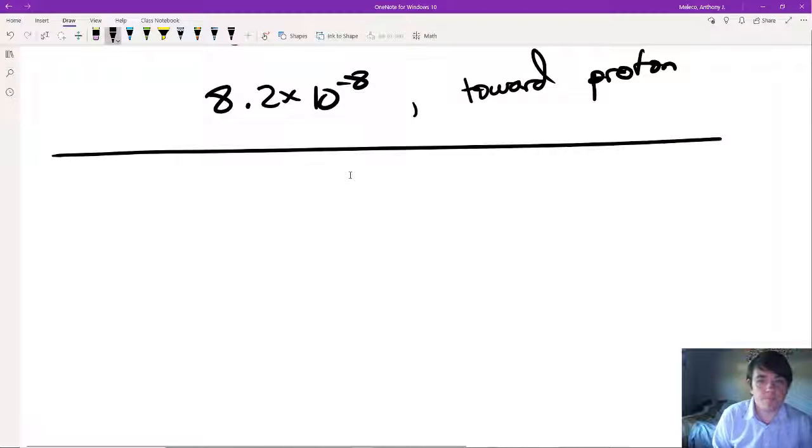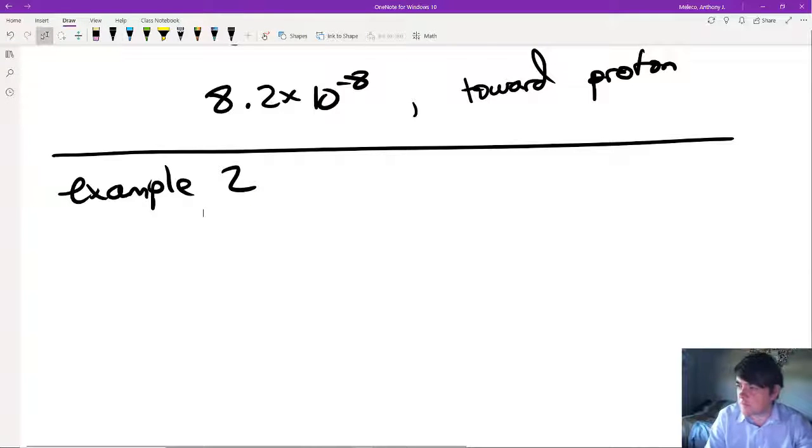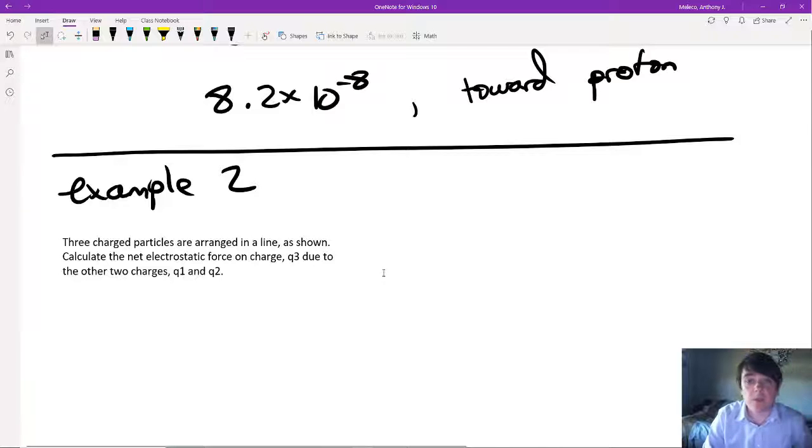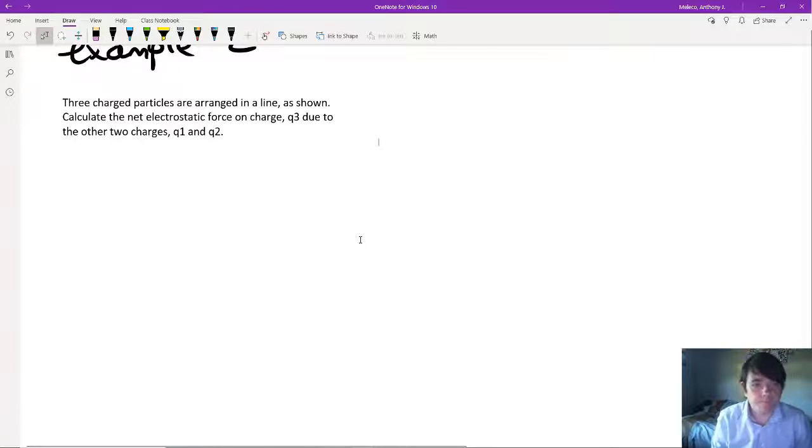Let's do the next example. And you'll kind of see that a lot of these problems are like the actual calculation of the force is just kind of plugging in and making sure you get your scientific notation right in your calculator. I do recommend being extremely careful on that. You can make a mistake. So, 3 charged particles for this example are arranged on a line as shown. Calculate the net electrostatic force on charge Q3 due to the other 2 charges Q1 and Q2. So this is the setup, and this will be given to you, okay?